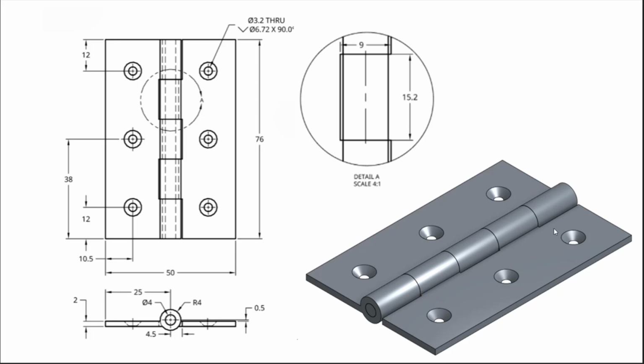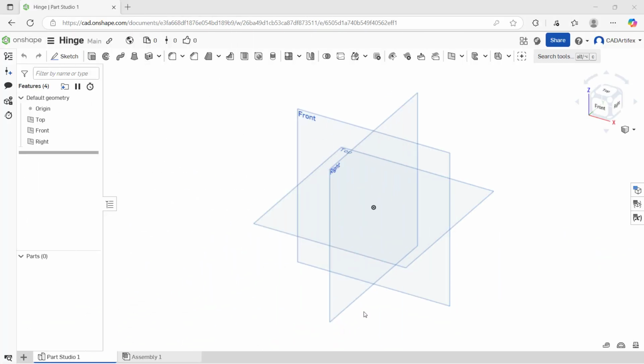Now let's see a 3D isometric view which shows a realistic look of a hinge. It has two leaves joined by a cylindrical pin and the knuckles of both the leaves are interlocked alternatively. This drawing provides all necessary dimensions to model a hinge. Let's begin. We'll now enter our Onshape workspace.